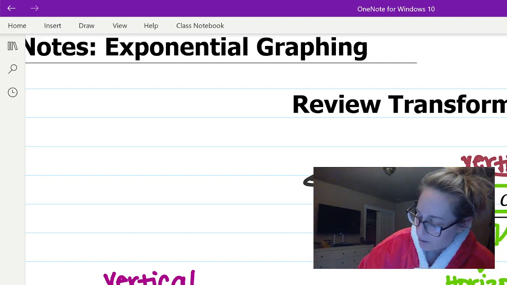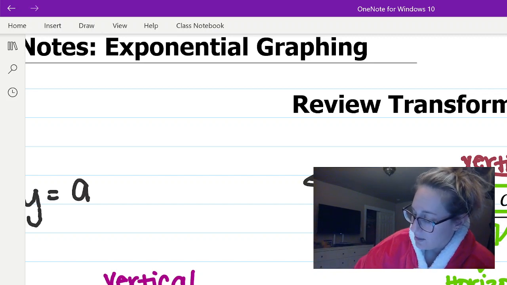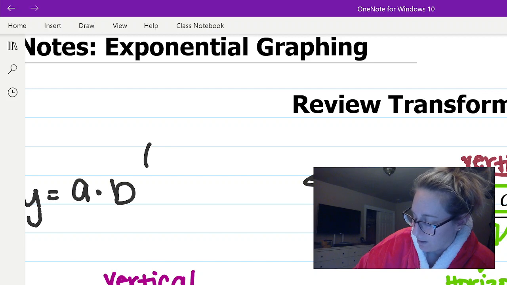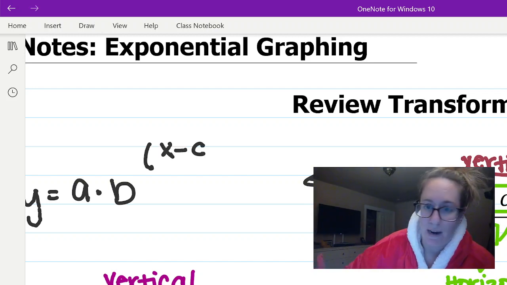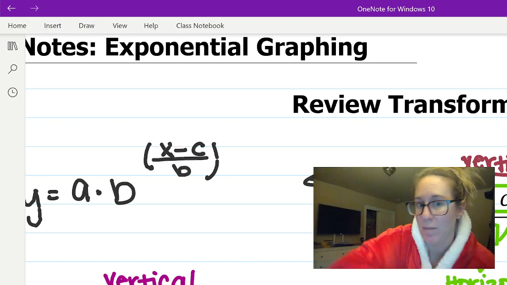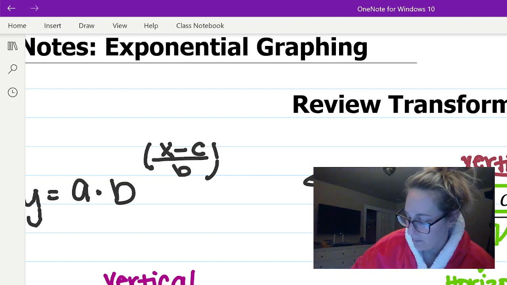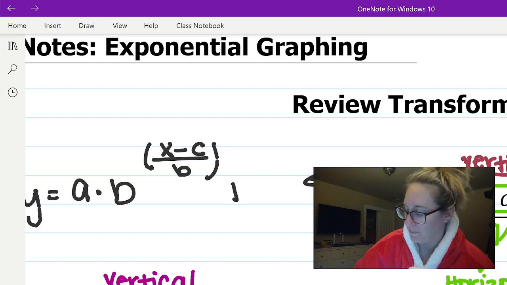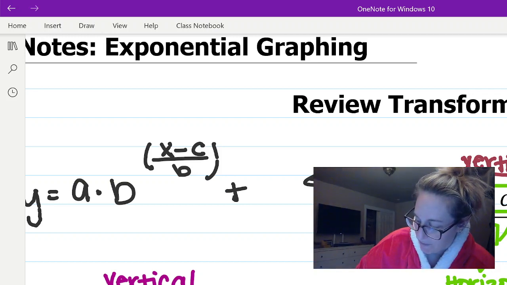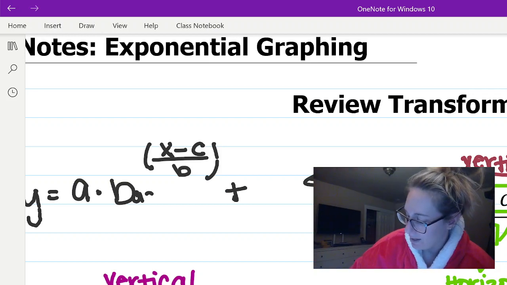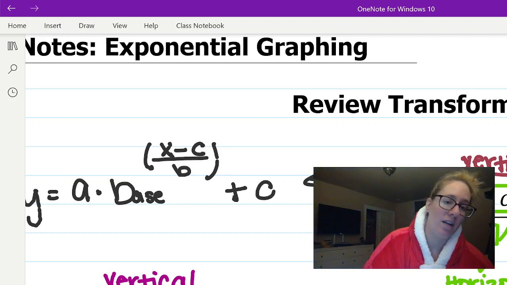Now for ours, y equals a times b to the power of x minus c, over the b in the equation. Our b right here is b for base number, and the b up here is your b for your transformations. I know it's weird, but they're different b's. They're not the same. We would say this is b for base number, plus d on the outside. So that's what this one looks like.